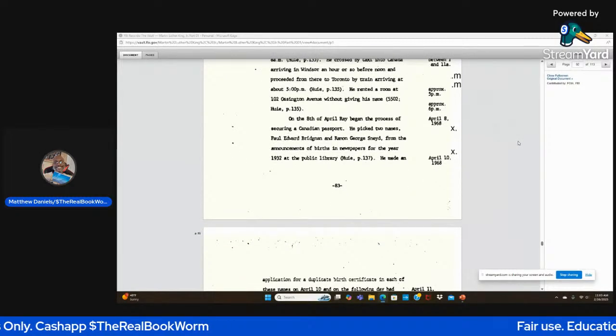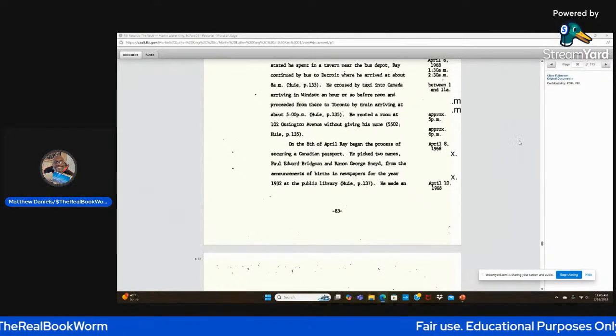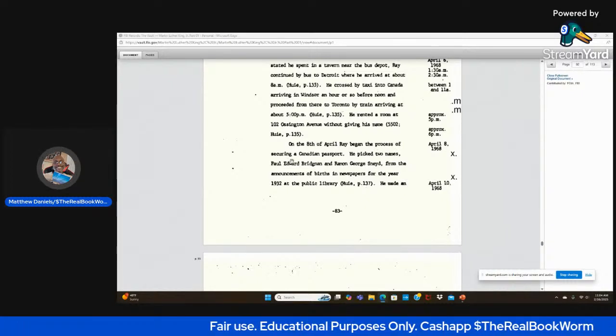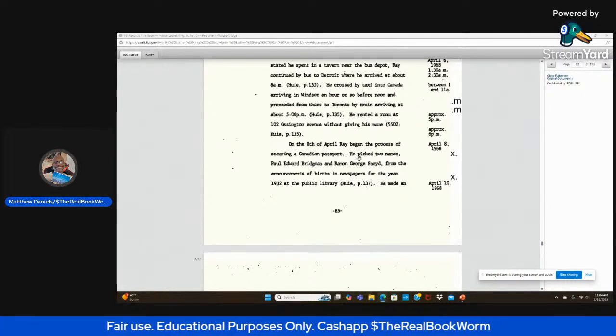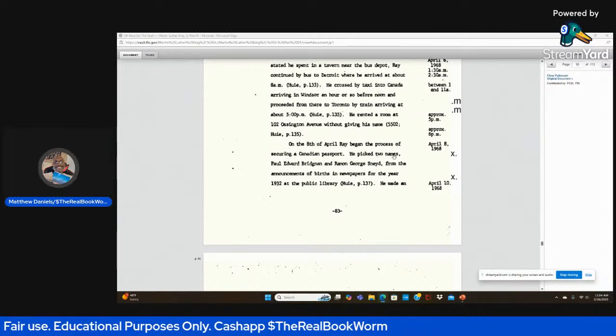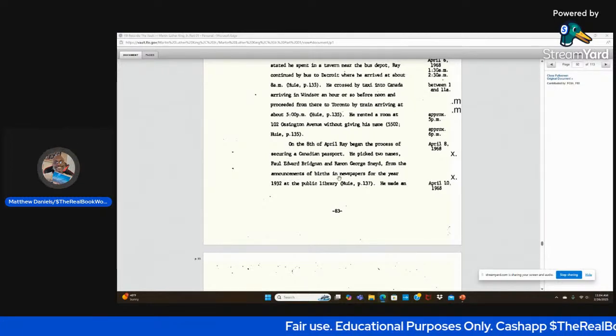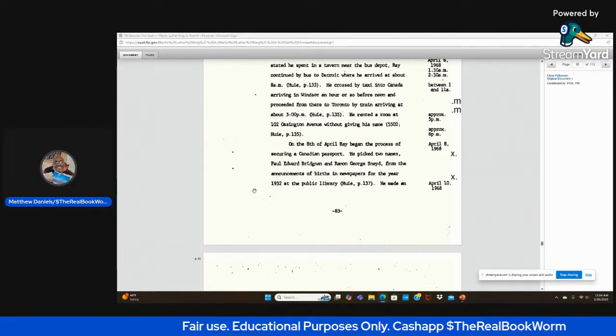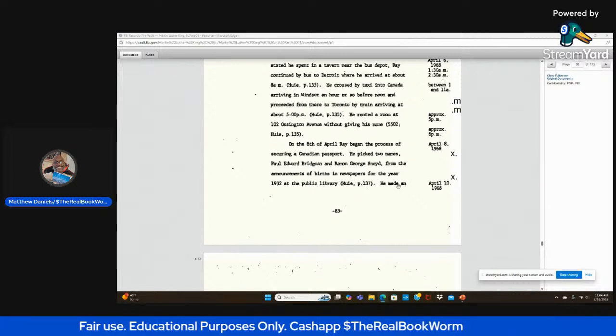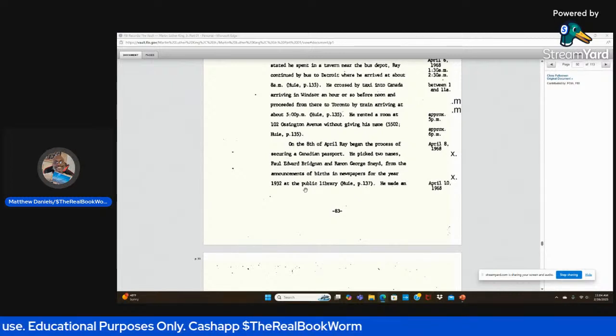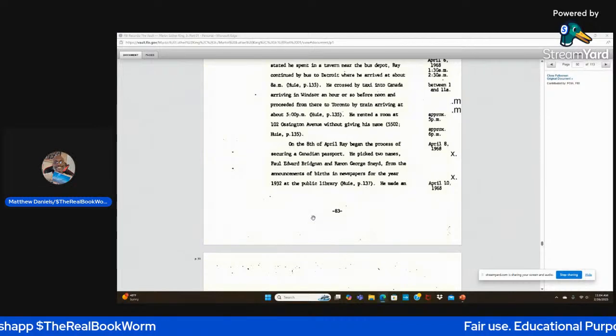And you think he didn't have any help? Don't be a fool. On the 8th of April, Ray began the process of securing a Canadian passport. He picked two names. Now he got more names: Paul Edward Bridgman and Raymond George Sneed, from the announcements of births in newspapers from the year 1932 at the public library. So he got these names. These are real people's names that he just took.